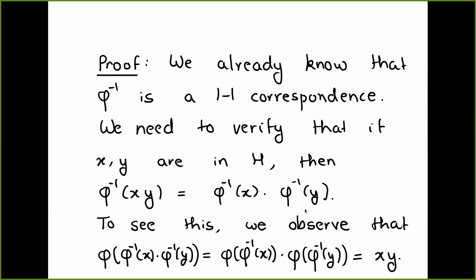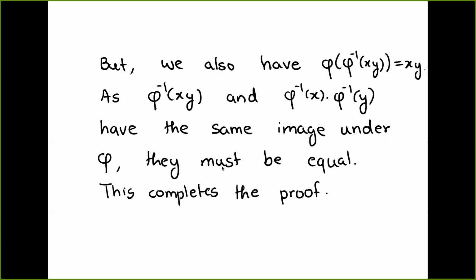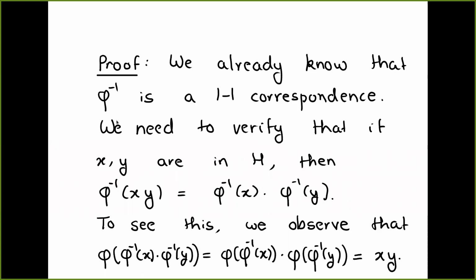So when I apply phi to the right hand side of this equation, the equation that I want to prove, it's not known yet. If I apply phi to the right hand side, I get xy. But if I apply phi to the left hand side, I certainly get xy. So phi of phi inverse xy is also xy. So both the sides of this equation, if I apply phi to them, I get the same element.